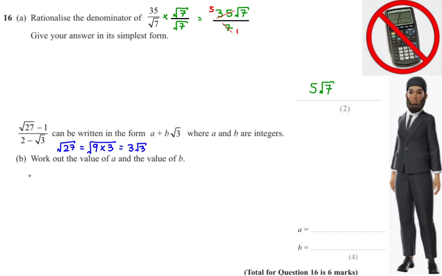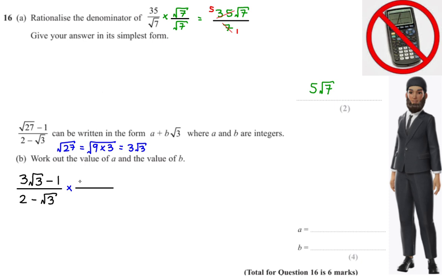So I'm going to rewrite the same question, but instead of writing root 27, I'm going to write 3 root 3. So let's write the question down here: 3 root 3 minus 1, knowing that it's the equivalent, all over 2 minus root 3. Now what we have to do is multiply through by the conjugate. The conjugate is exactly the same as the denominator, but we switch the sign. So you've got 2 minus root 3 here.